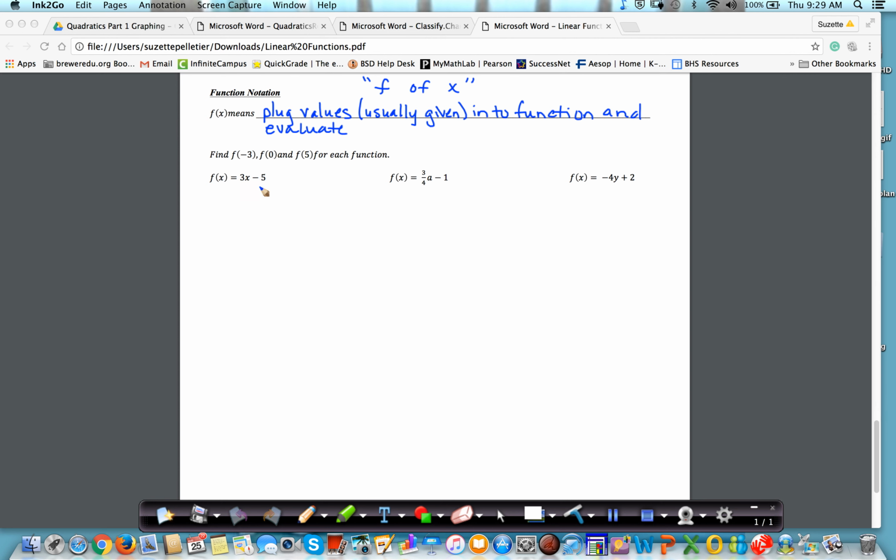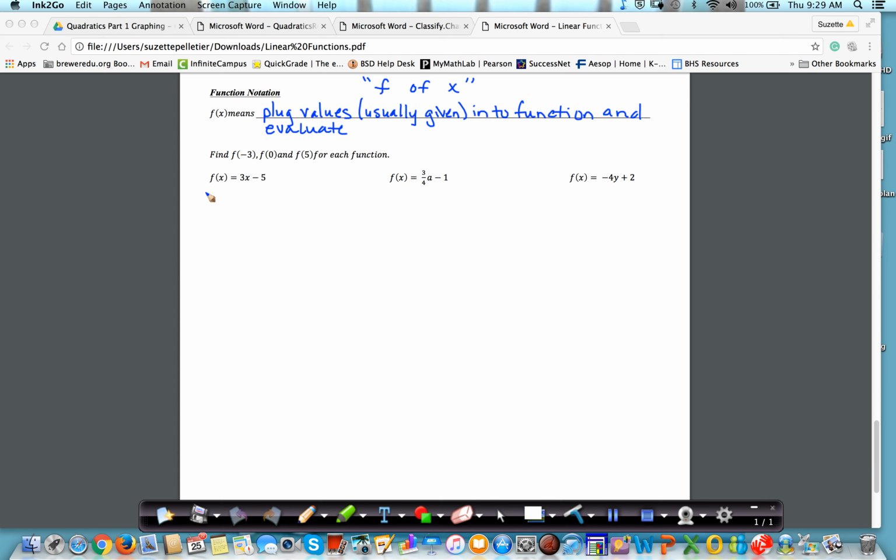So, examples. I have f of x equals 3x minus 5. And they want us to find what the value of f of -3 is, what f of 0 is, and what f of 5 is. So basically they're saying, plug in -3, tell me what the answer is. Plug in 0, tell me what the answer is. Plug in 5, tell me what the answer is.